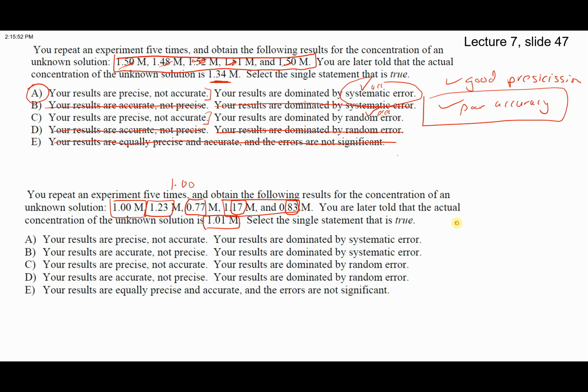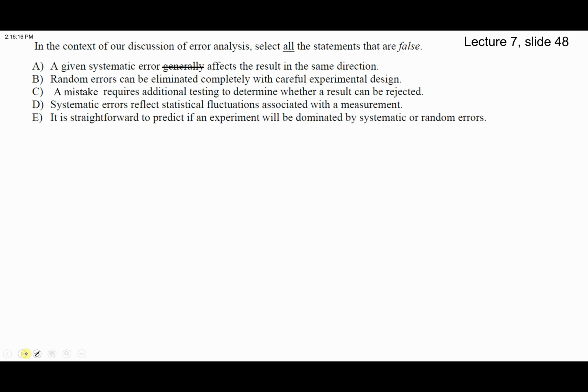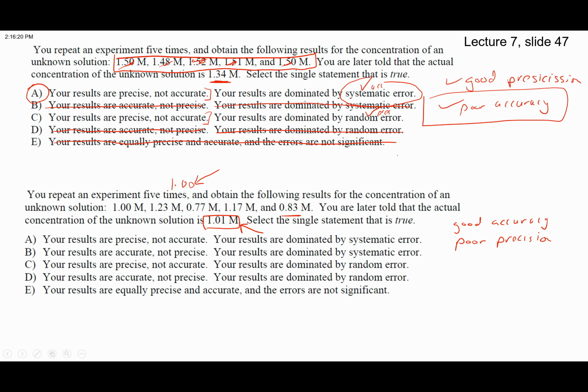So in this case, we have good accuracy, because our real value is very close to our average value. However, these numbers here really vary a lot. So we're going to have poor precision. Poor precision.